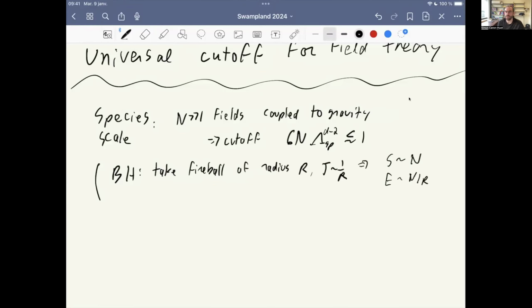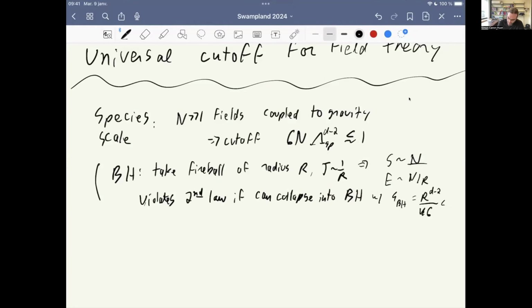And the issue is that if you can make such a fireball that's so small, it's going to collapse into a black hole that could have less entropy than N. So you'll have a violation of the second law of thermodynamics if it can collapse into a black hole for which the Bekenstein entropy, in general the area r to the d minus 2 over 4G, is less than N. Okay, that's the basic idea.